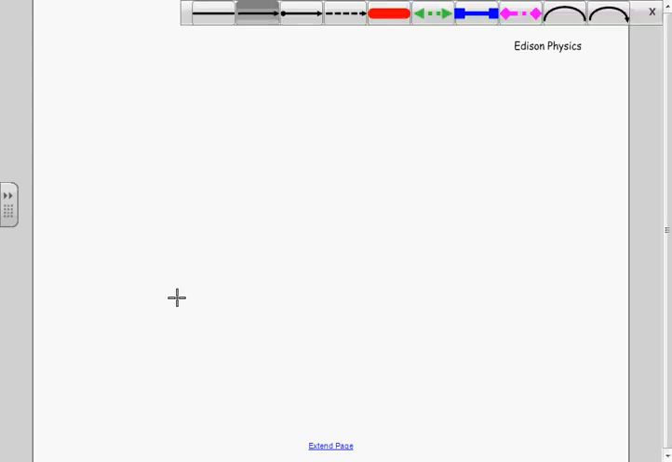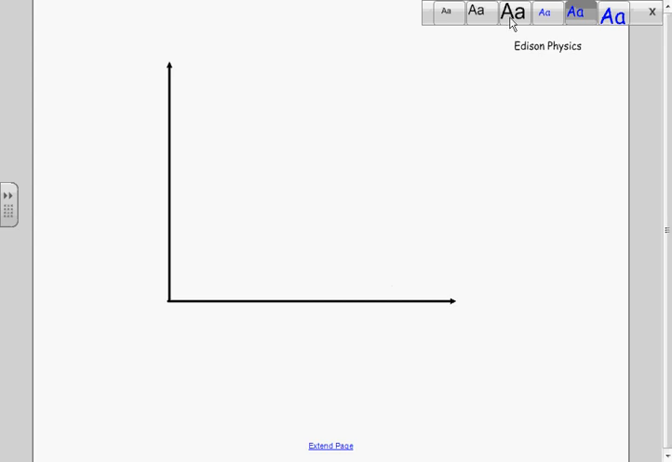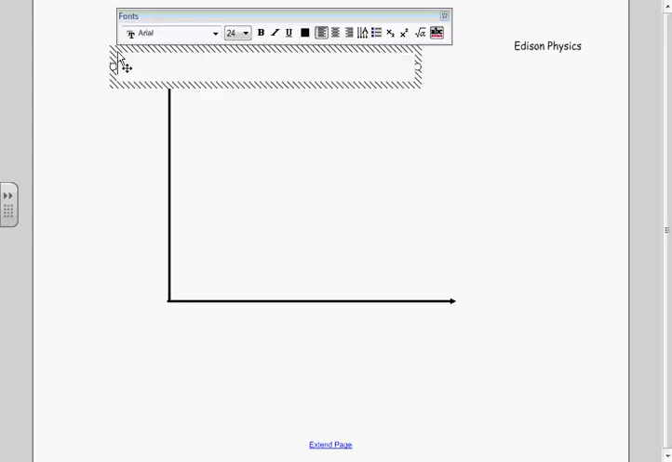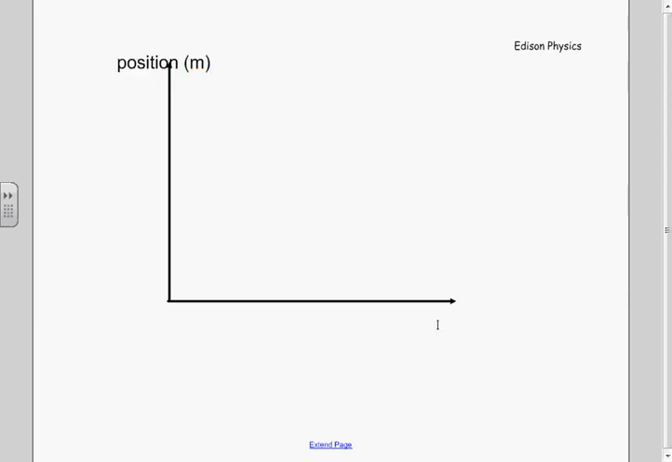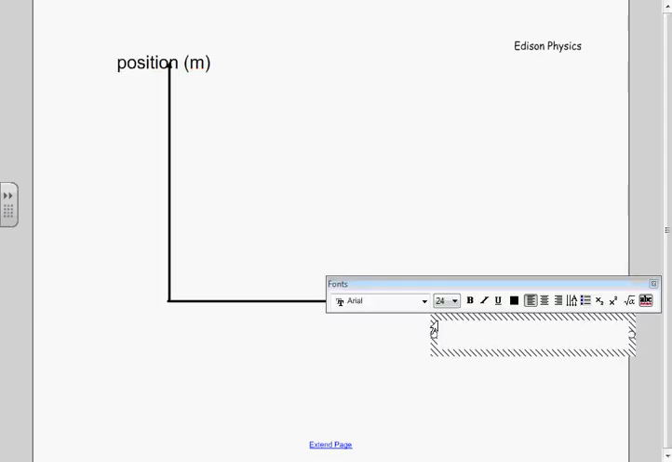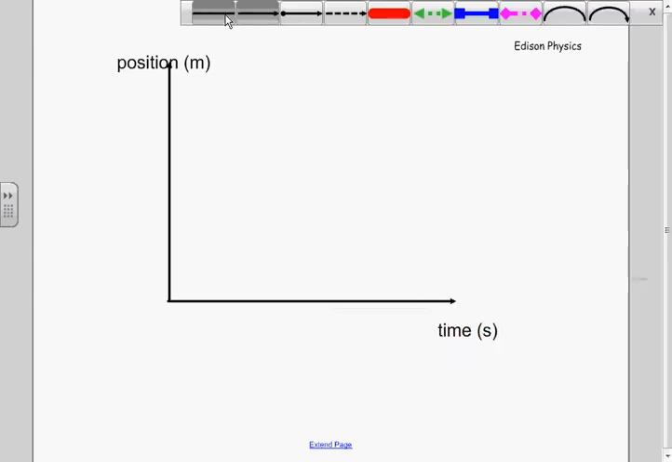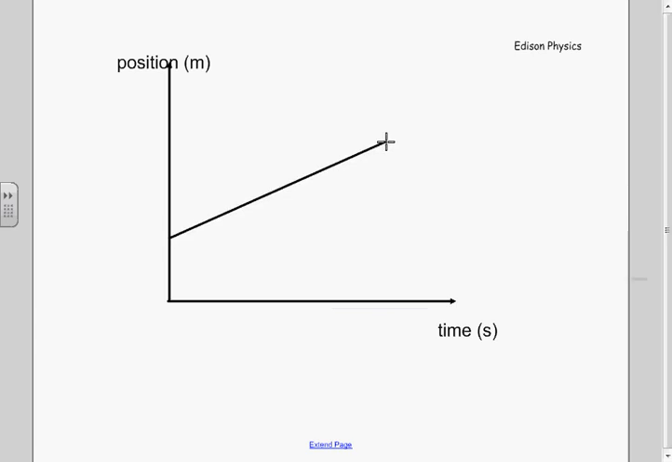This time, I'm just going to sketch a graph. All right, so here's the position axis. Here's the time axis. We'll label those real fast. And time. All right, and let's suppose this graph's nice and simple. It's just a line that looks like this.